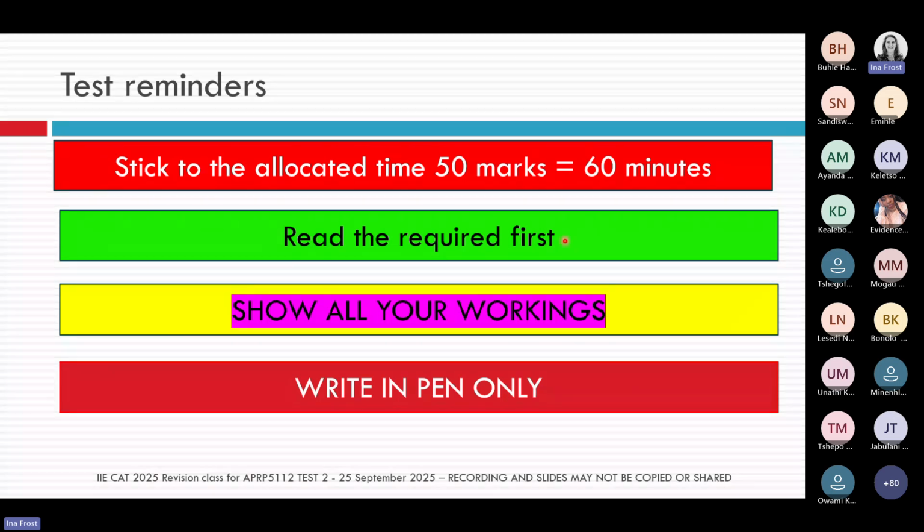Please make sure you're reading your required with a lot of care so that you're not answering the wrong thing, and that you're giving us everything that we are asking you to do in the question. Here, our old favorite topic: show us workings. And please, in assessment, you're only allowed to use your pen, so please write only in pen in your answer booklet.